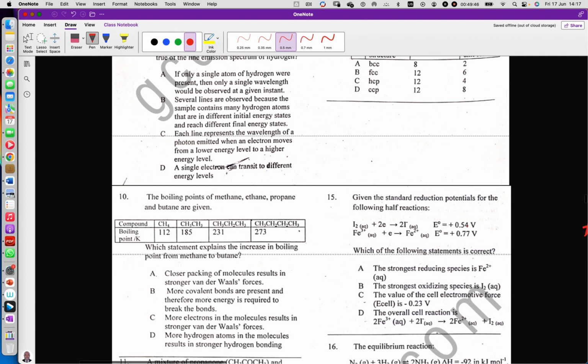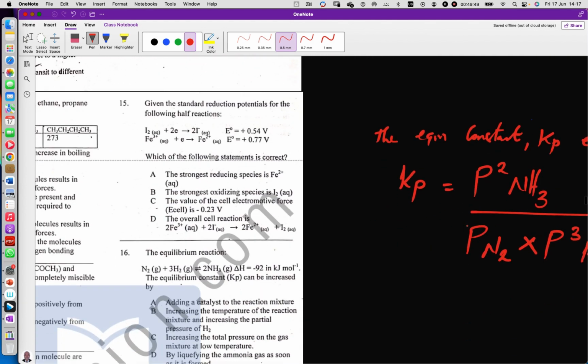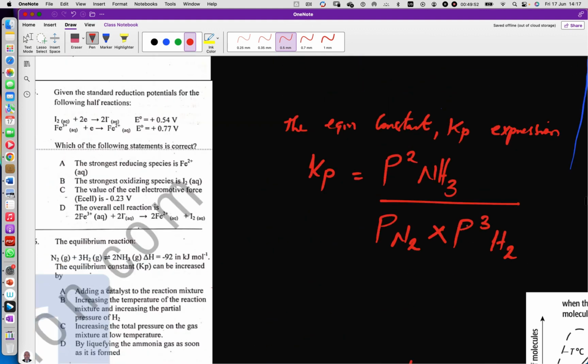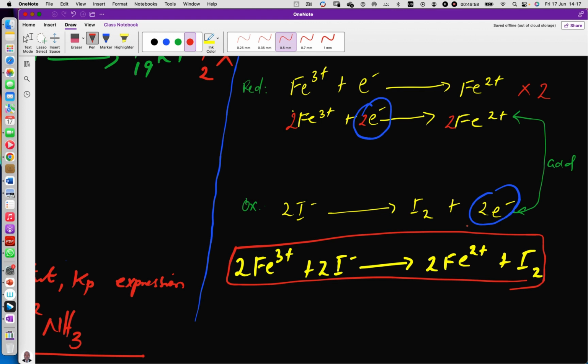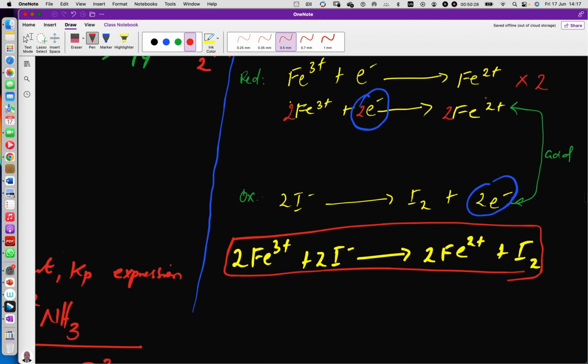Okay, let me just show you what I am explaining here. I said this one is a better oxidizing agent. It will gain electron and become what? Become reduced. You know, oxidation is loss of electron. Oxidizing agent is acceptor of electron. So this is a better oxidizing agent. For that purpose, it's going to gain electron and become what? Reduced from iron 3 plus to iron 2 plus. So that is the equation.